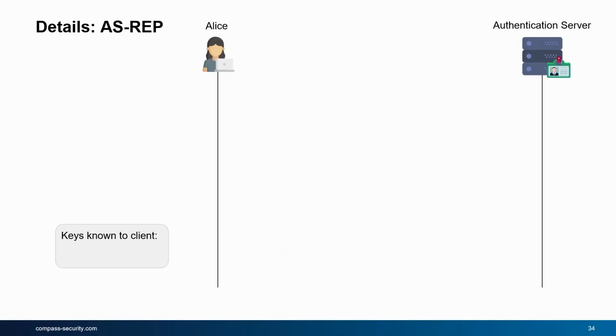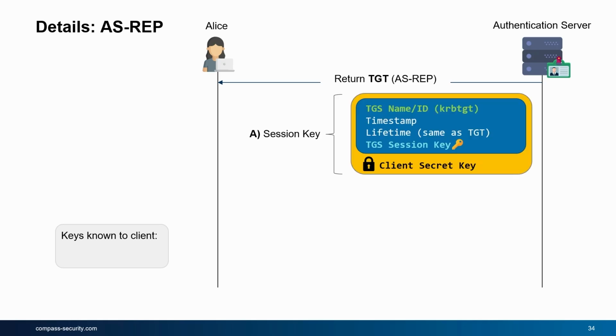Once we have completed the AS-REQ step with successful pre-authentication, the server then will send us back the requested TGT or ticket granting ticket. This essentially consists of two parts. So first of all, we receive back a so-called session key.